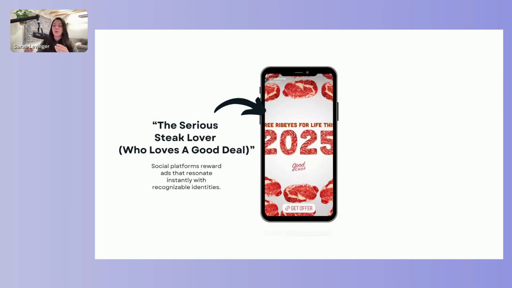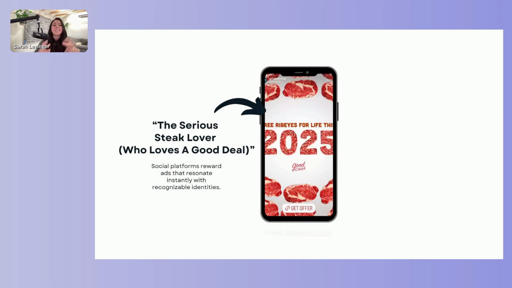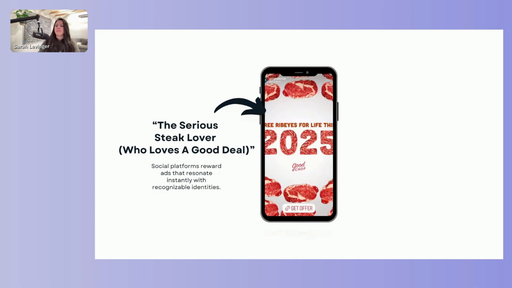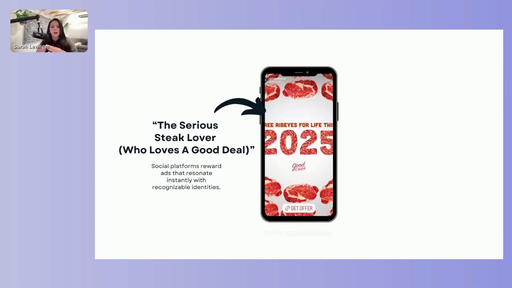However, GoodChop has this incredibly stable, very, very straightforward, easy to process deal, which is just free ribeyes for life. We'll give you as many as you want type of thing. So this particular ad for GoodChop is going after a serious steak lover who loves a good deal.